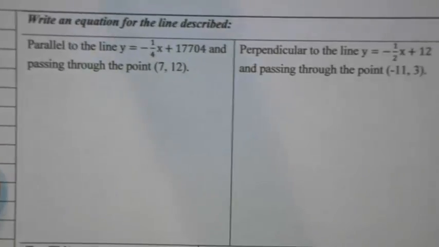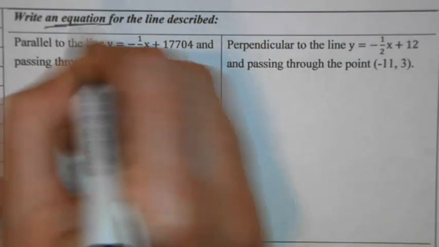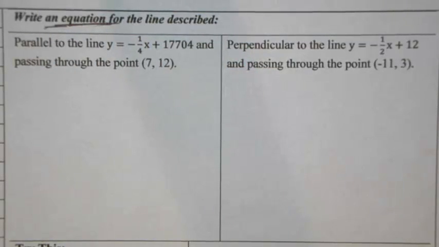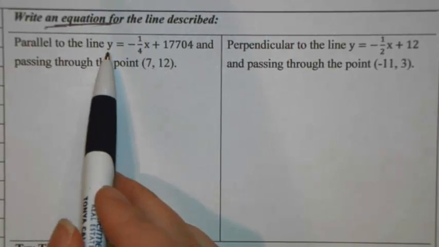Okay, now our last examples are for us to write the equation. Write an equation, it says. And it says just an equation, so that means we get to pick the form. And you know me, I like that point slope form the best. So we have to write an equation that is a line parallel to this line.